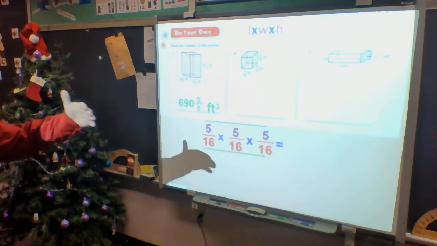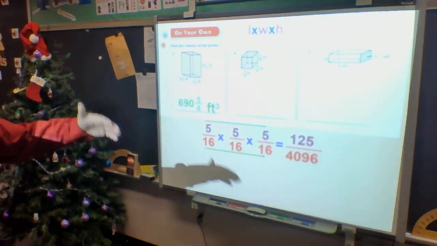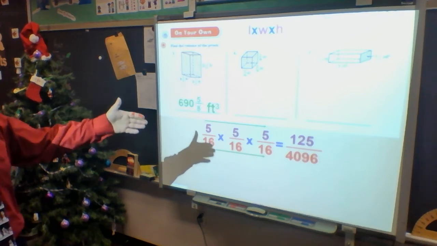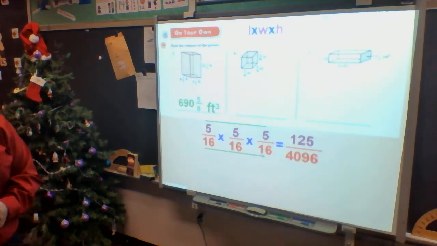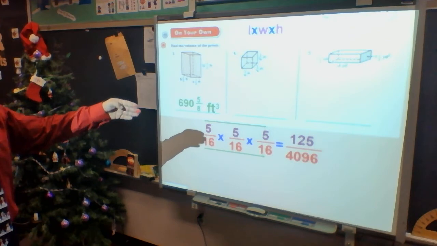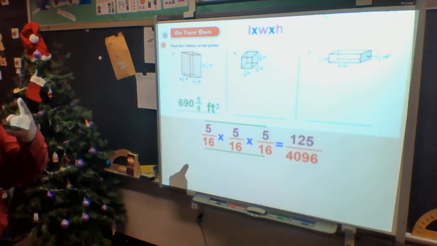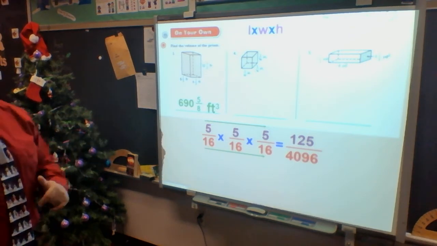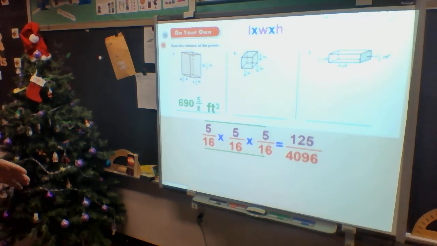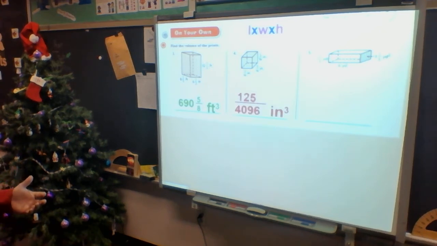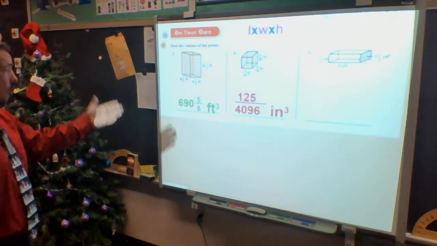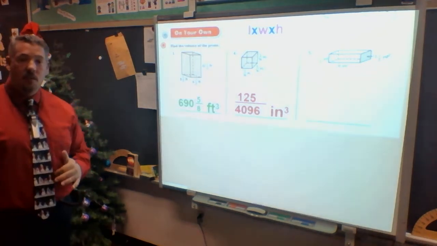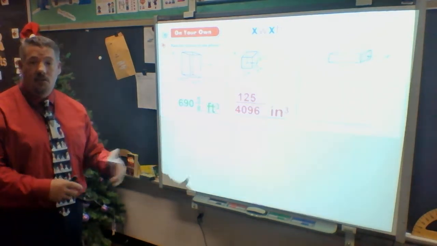And when I multiply across, 5 times 5 times 5, 5 times 5 is 25, times 5 is 125. 16 times 16 times 16, I used my handy dandy calculator, 4,096. What will go into those two numbers? Yeah, absolutely nothing. So my answer is just 125 over 4,096 cubic inches.